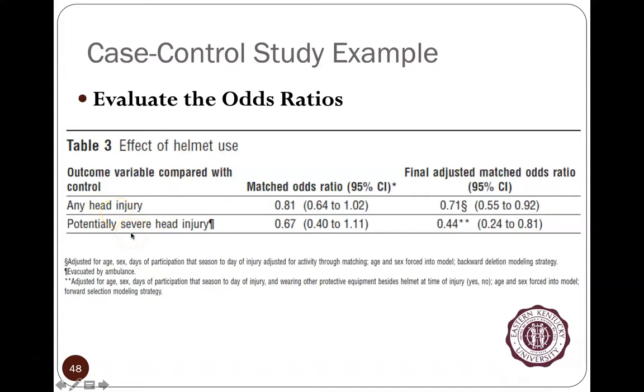What about potentially severe head injury? Do you see the number there? 1 minus 0.44. That's what, 56%? There was a 56% reduced odds of a potentially severe head injury among skiers who were wearing their helmets compared to skiers who were reported to the ski patrol who were not wearing their helmets. So it's important to know that these odds ratios are always done in comparison with the control group.